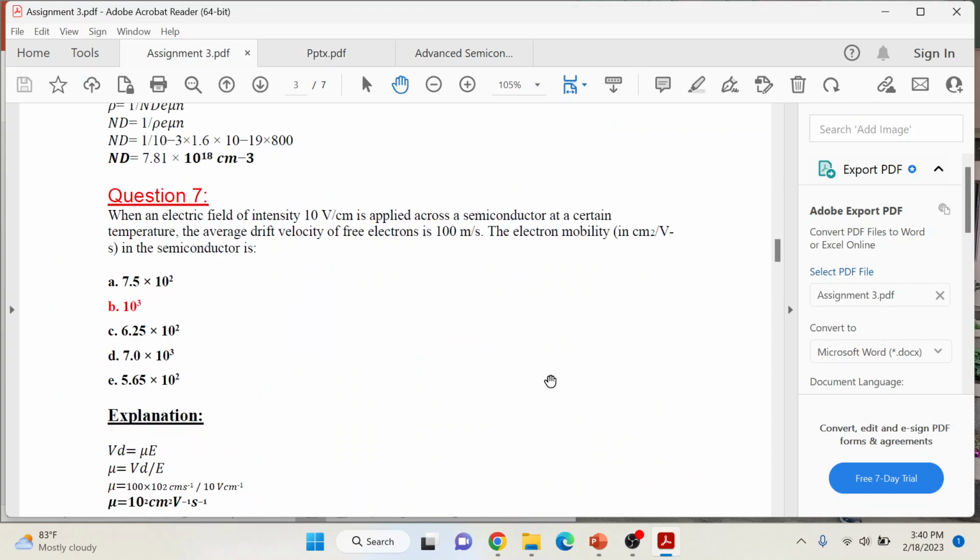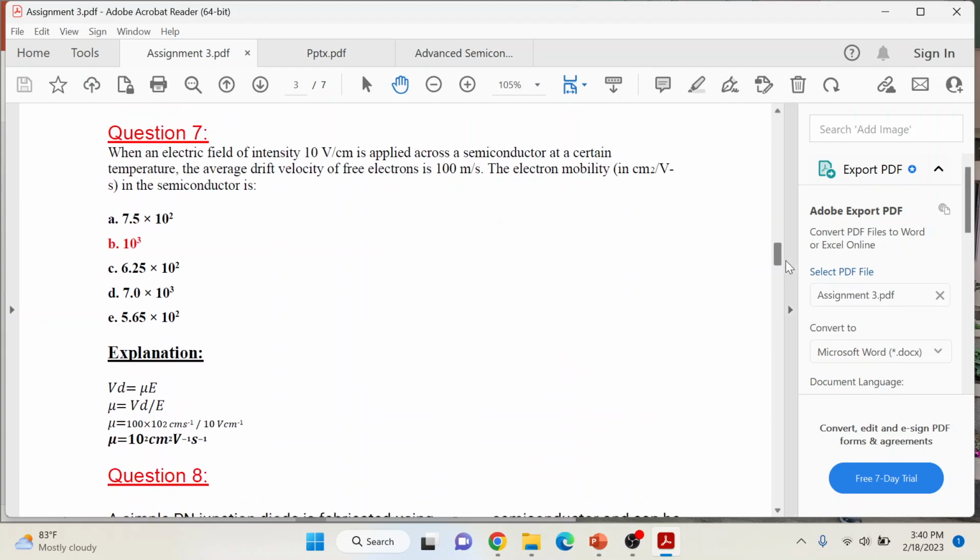Let me show you the answer. We know VD is equal to mu E. The answer is 10 to the 3. Okay. We know that VD is equal to mu E. From here, mu is equal to VD over E. VD is given 100, E is given 10. So this is 100 into 10 to the 2 over 10. That means 10 to the 3 is the answer. The correct answer is B.